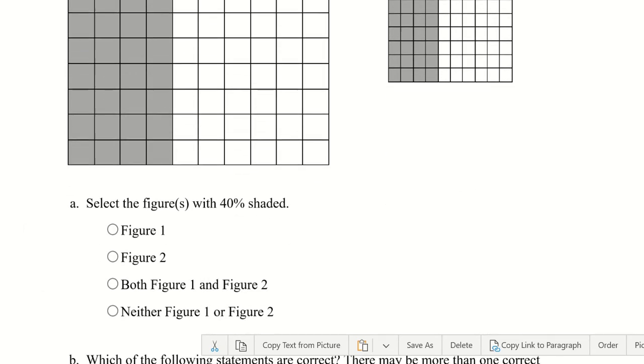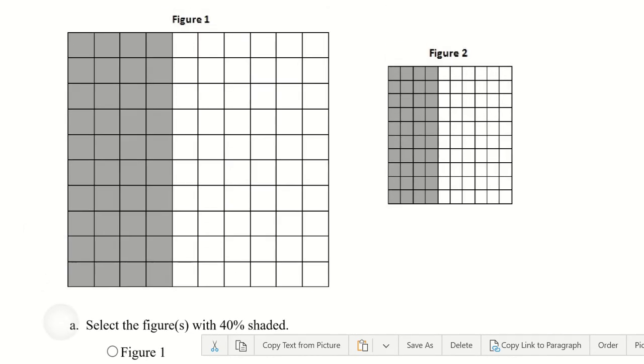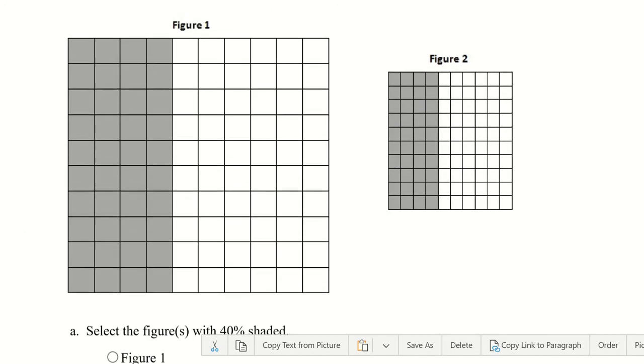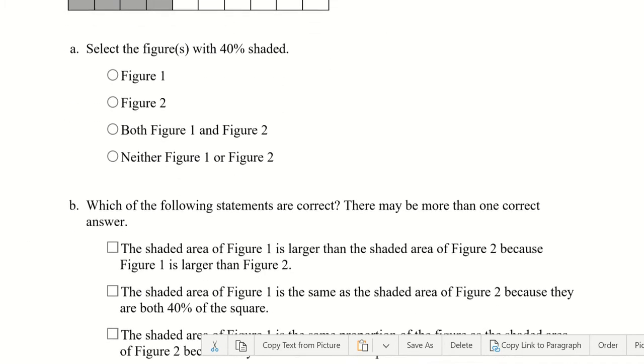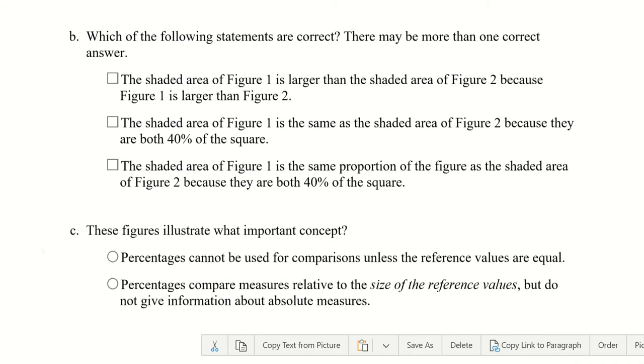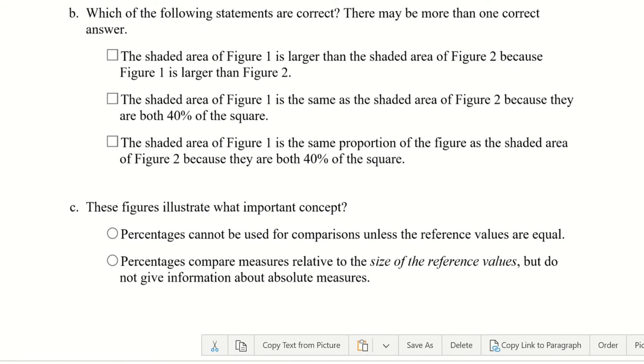Number 2, you're comparing figures. So even though one has bigger squares and one has smaller squares, they both have 40 squares shaded. So the amount of shading is the same. So you're just visualizing that percent isn't comparing actual values, it's comparing relative values.